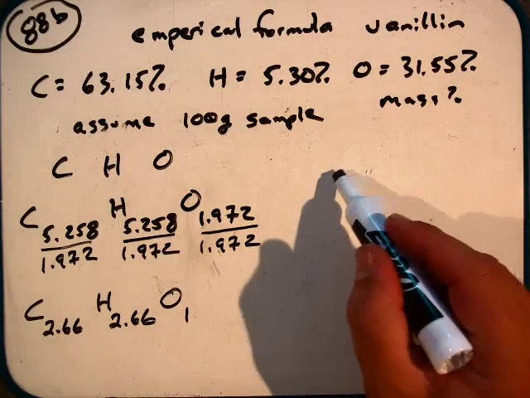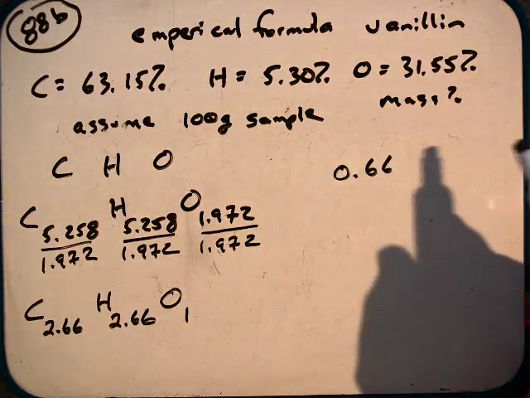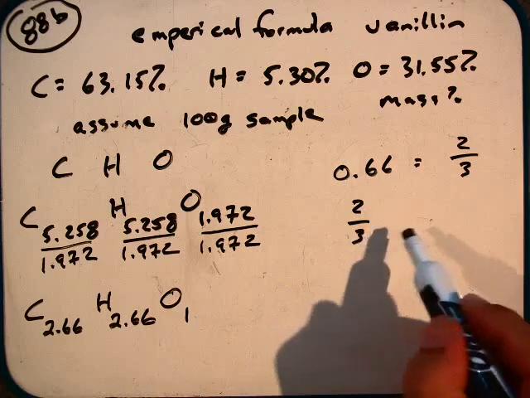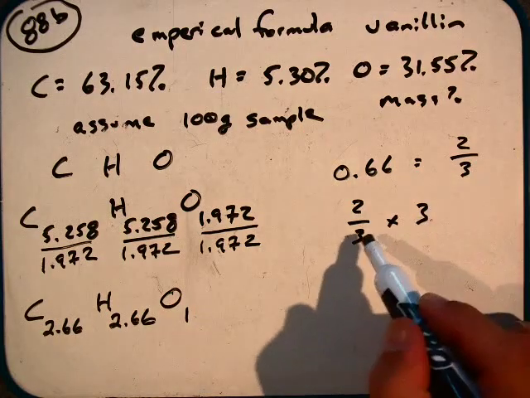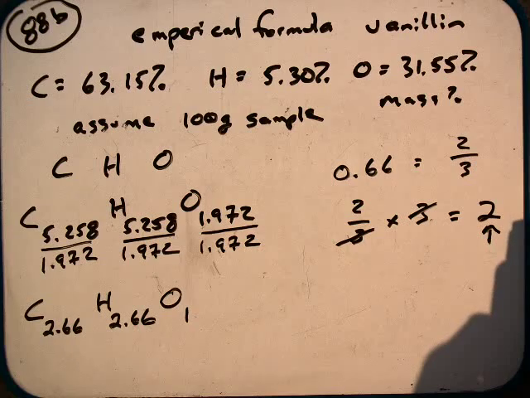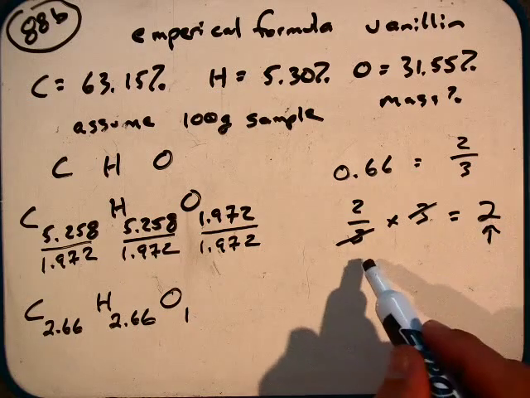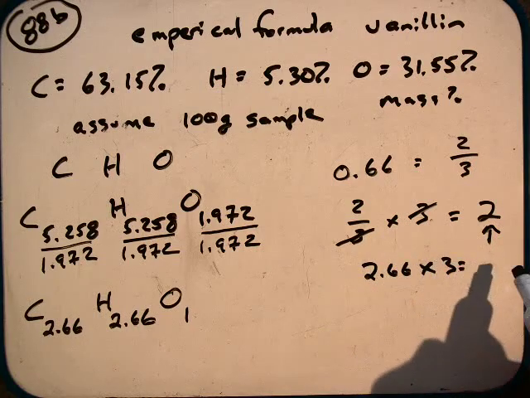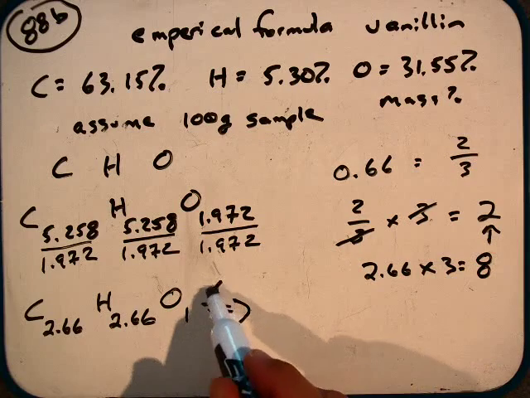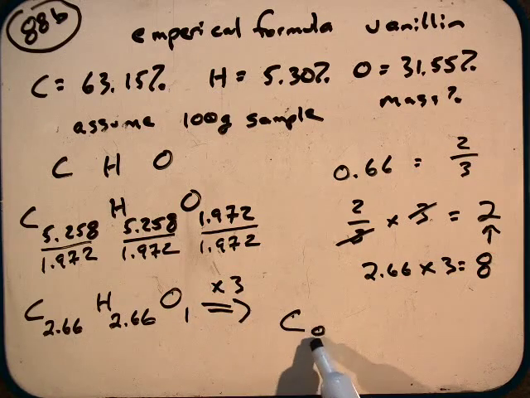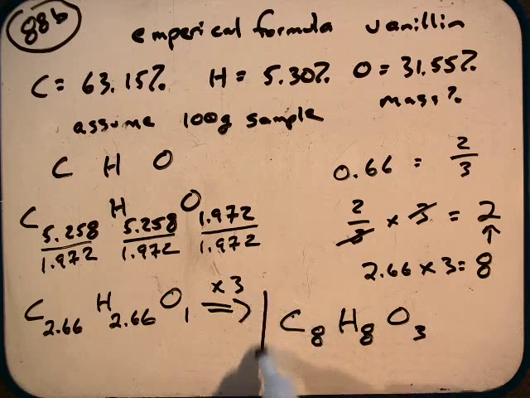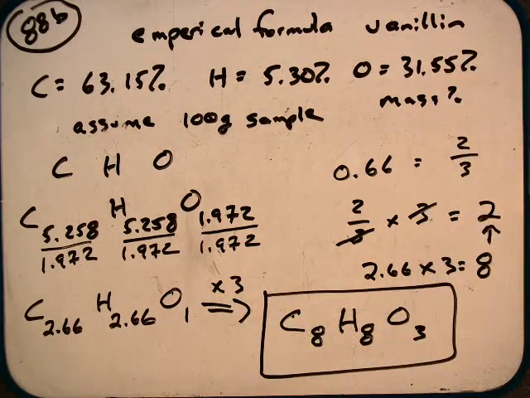And so we have to realize that the fraction that corresponds to 0.66 is 2/3. So that means if I multiply through by 3, I can get rid of my fraction and reach a whole number. And so if we take 2.66 times 3, we actually get a value of 8. And so if we do that, we're multiplying through each one of these by 3, we get C8, H8, O3. And that is the empirical formula for vanillin.